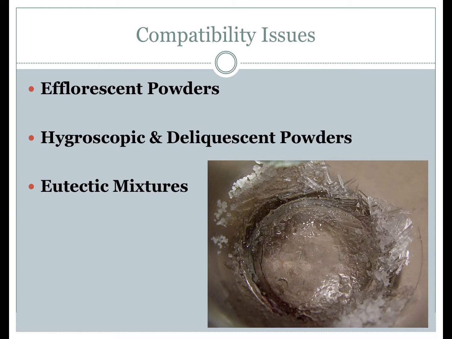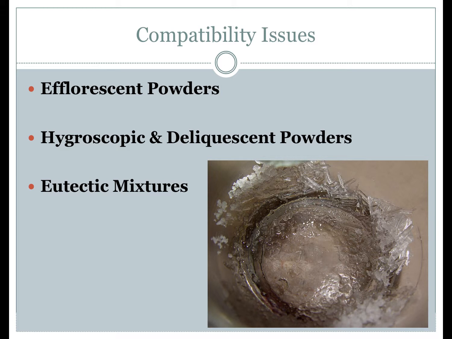Efflorescent powders are drugs or chemicals that already contain water of hydration, and this water can be released from the powder when it is manipulated or stored under conditions of relatively low humidity. On the other hand, an ingredient could be hygroscopic, which are solid drugs or chemicals that can absorb moisture from the air.